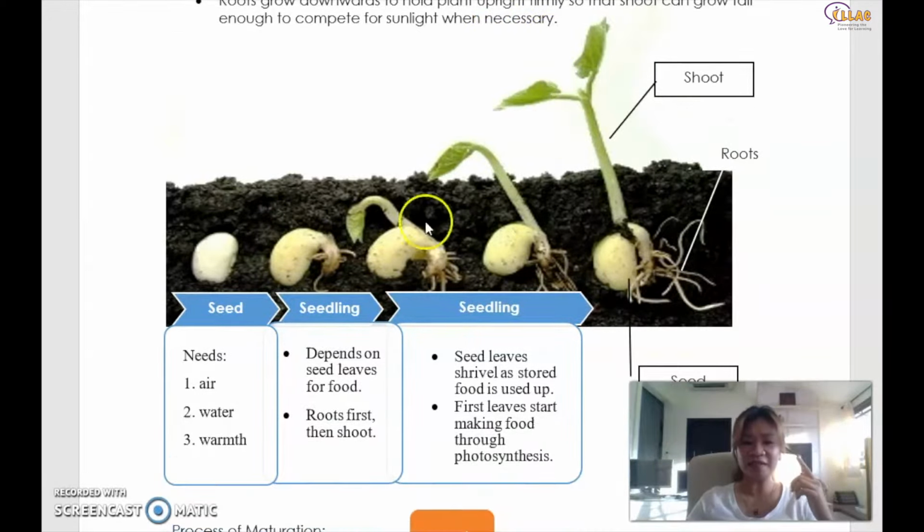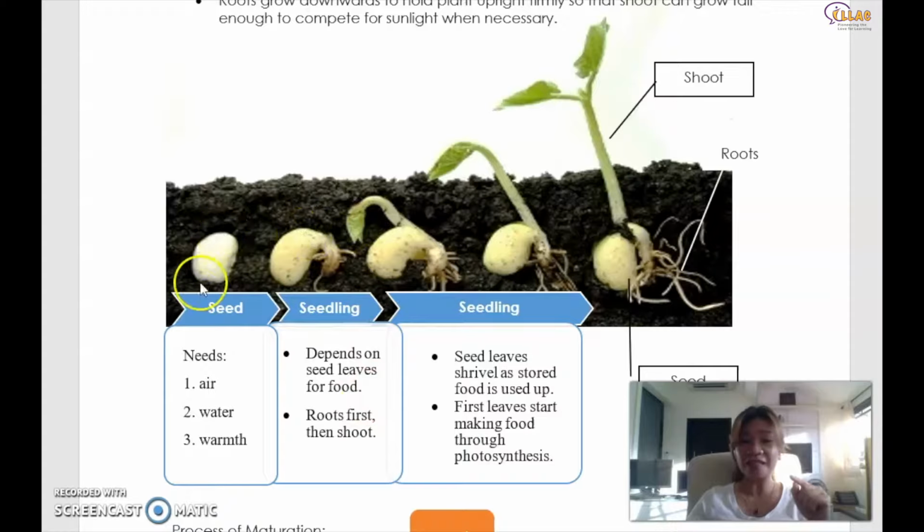Okay, so what is seed leaf? So it starts from a seed. Okay, so this is the plant life cycle. It starts from the seed. What does it need in order to germinate to the next step? It will need air, water and warmth. These 3 items, very important. What does the seedling need? Okay, what happens at the seedling stage is it depends on the seed leaves for food.